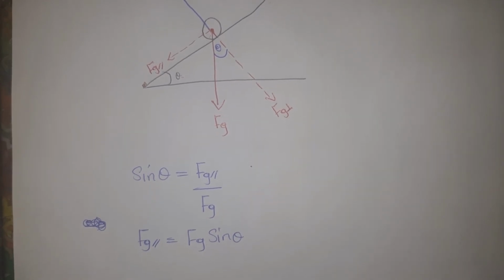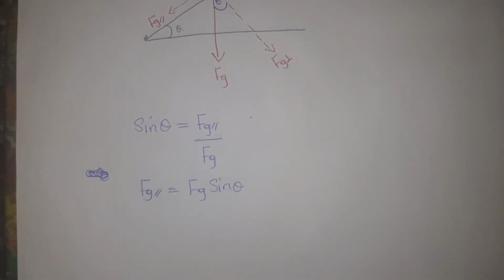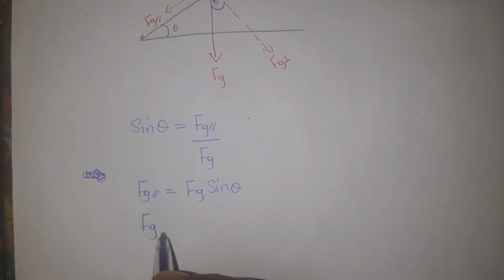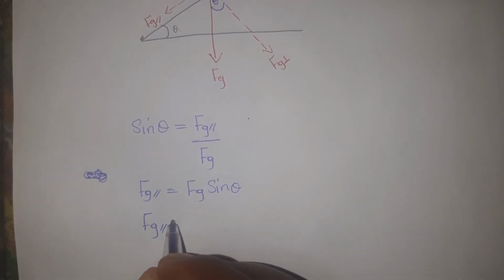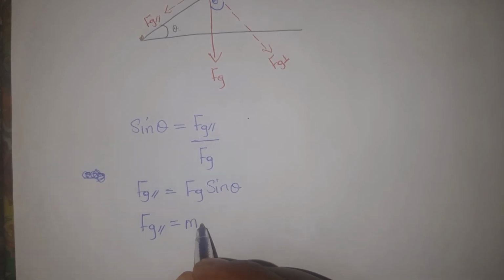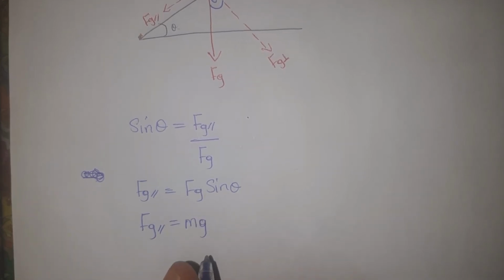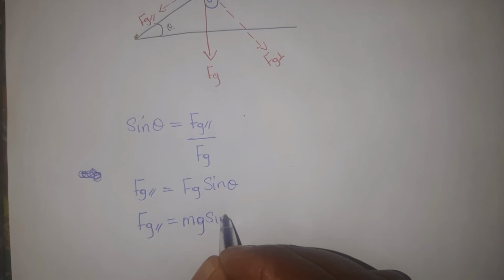This further equals the mass times acceleration due to gravity times sine theta. So FG parallel is equal to mass times our acceleration due to gravity, which is g, times sine theta.